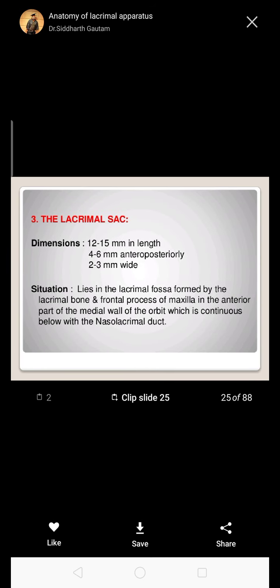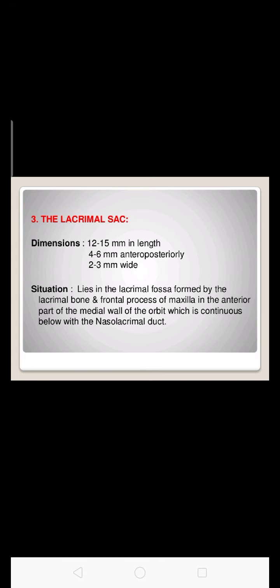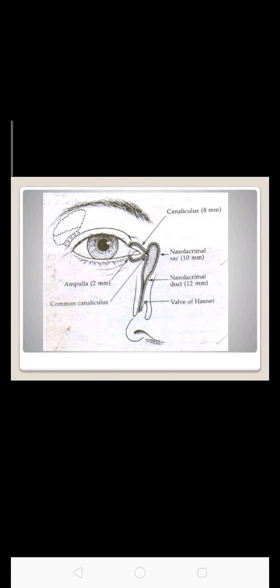It is located in the lacrimal fossa formed by the lacrimal bone and frontal process of maxilla in the anterior part of the medial wall of the orbit, which is continuous below with the nasolacrimal duct.